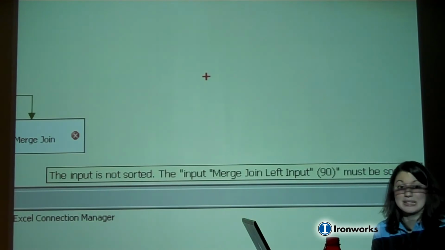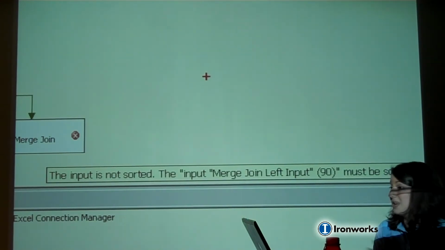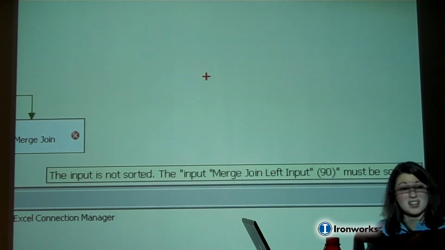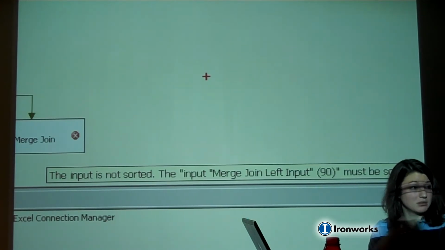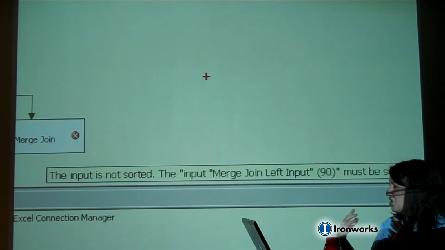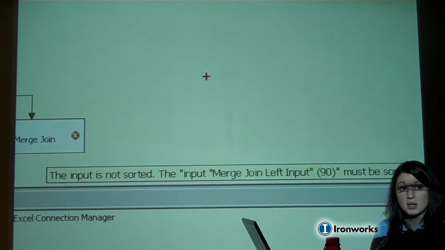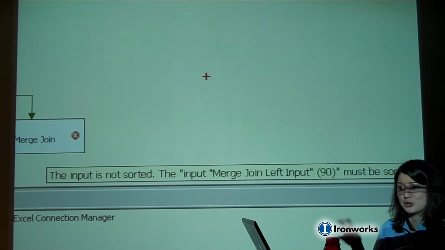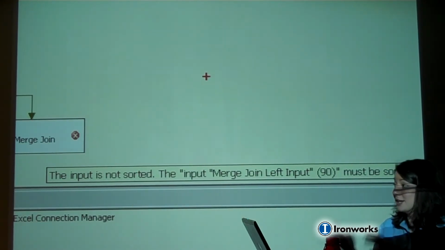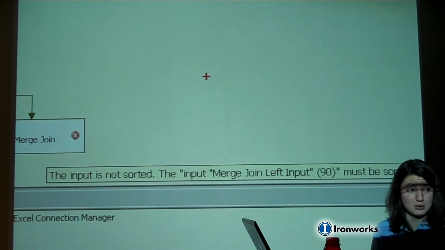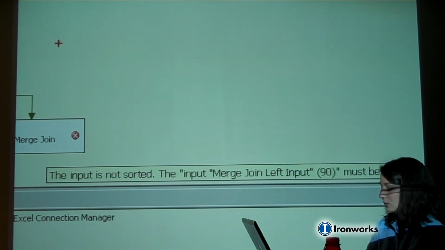It's going to say the input is not sorted. Based on this transformation, it wants the data to come in a particular fashion on either side. Really, it's using that to do the match for us. So if we are playing around in it and there's something that we don't get exactly right, Integration Services is going to tell us what's wrong. So we know we have to go fix that now.